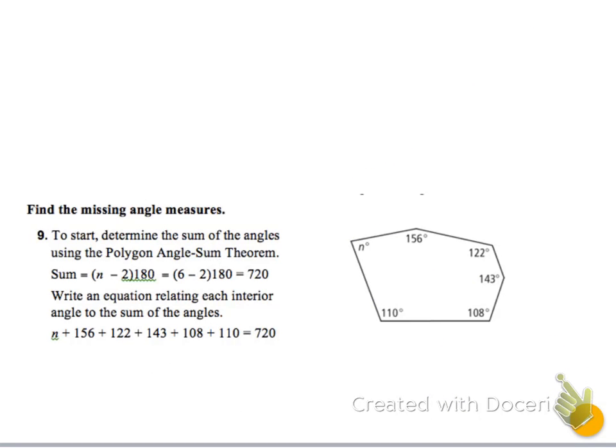Okay, find the missing angle. So to determine the sum of the angles, we use the polygon angle sum. I can't use my n minus 2 times 180 divided by n because not all the angles are the same. So first we're going to figure out what the total degrees is to share. I'm going to do n minus 2 times 180 to find the total degrees that I'm sharing. We're finding that total first.